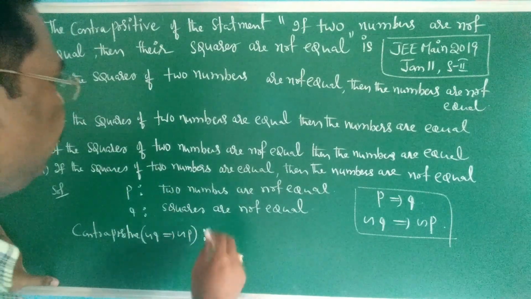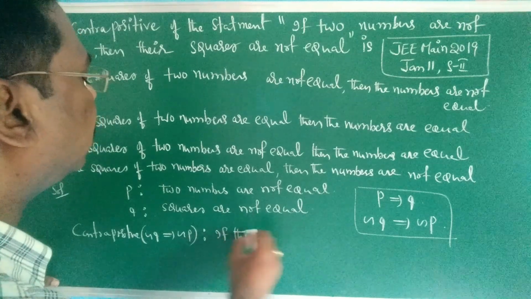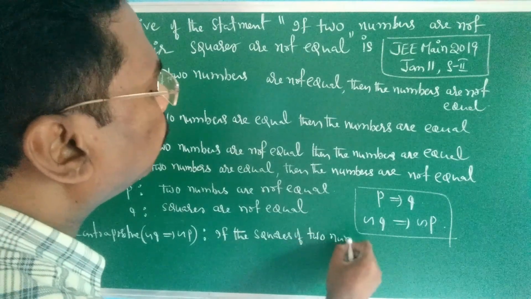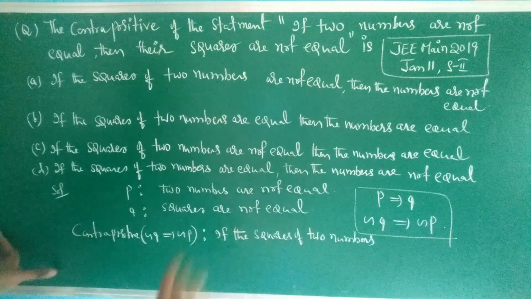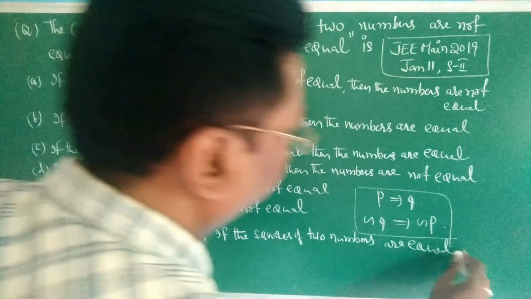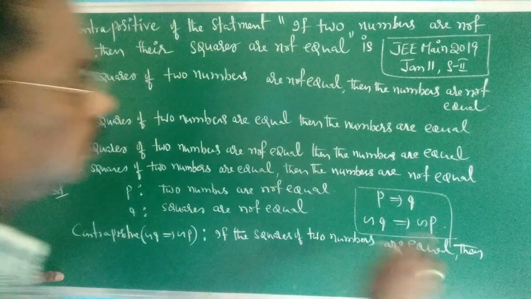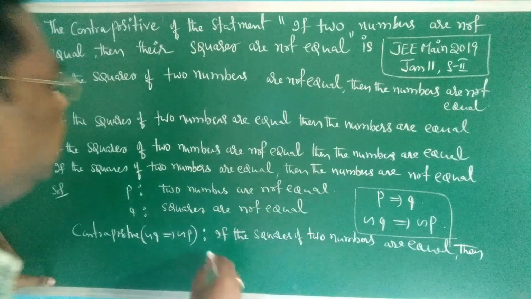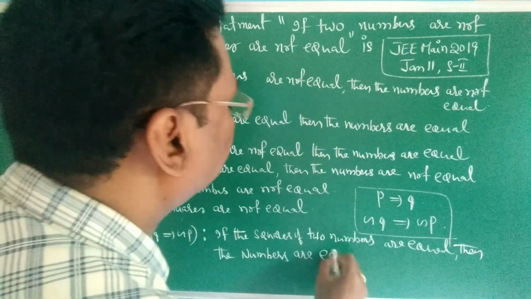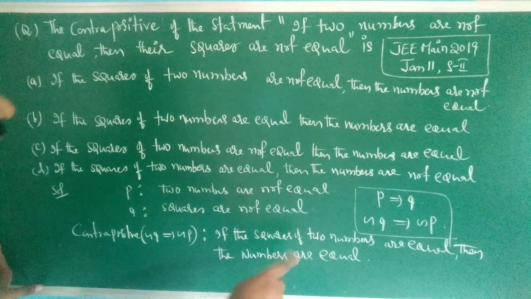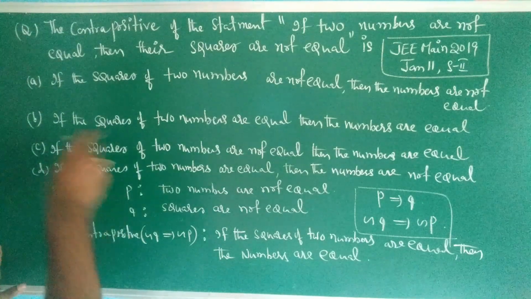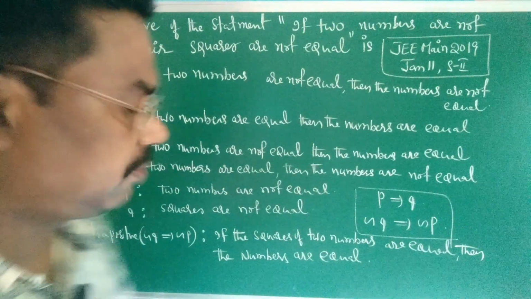Okay, now if the squares of two numbers are equal, then the numbers are equal. Okay, if the squares of two numbers are equal, then the numbers are equal. Now, option B is the correct one.